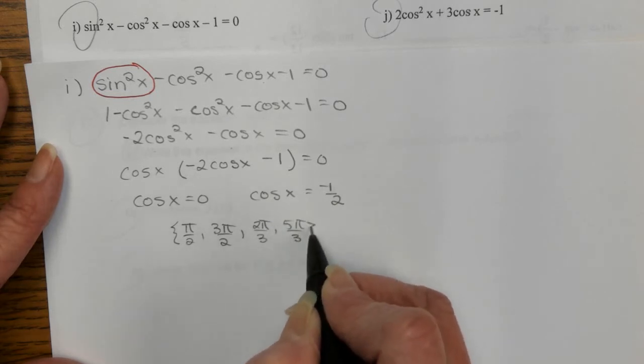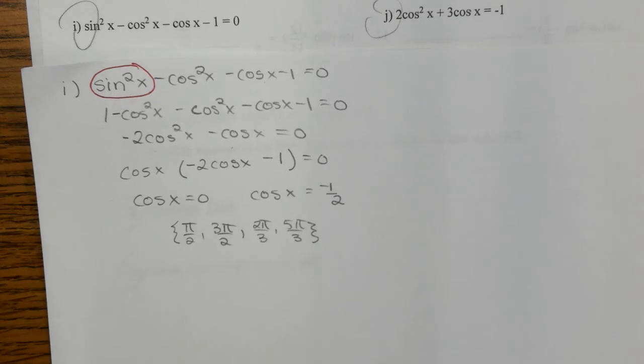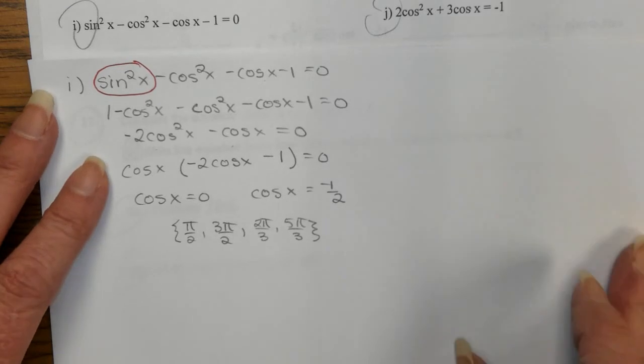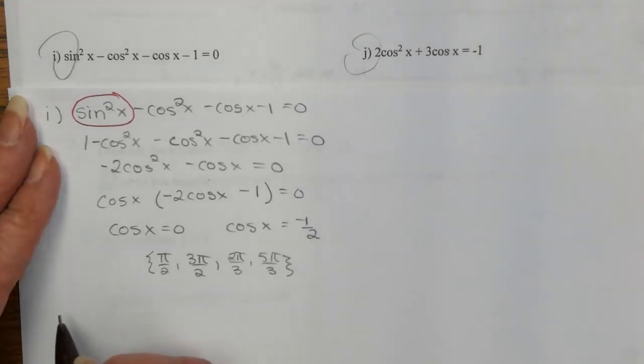Now guys, honestly, in this unit, we have done cosine equals 1/2 and cosine x equals negative 1/2 probably about 20 times. Nobody should be getting that wrong. All right, next problem, J.